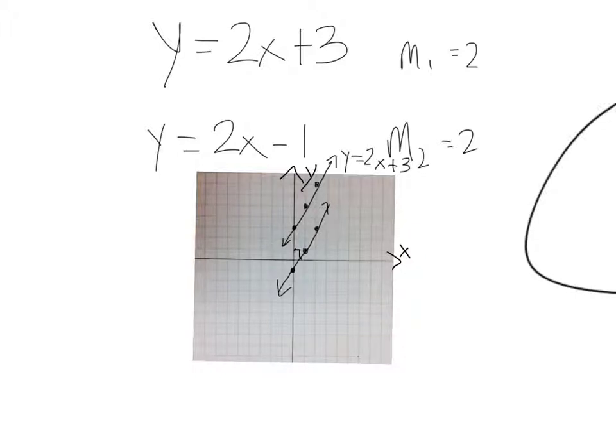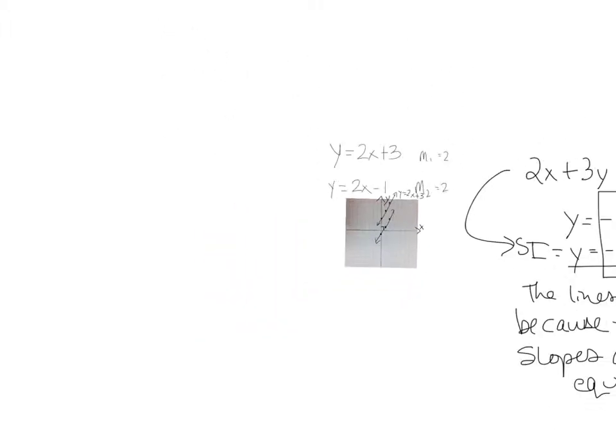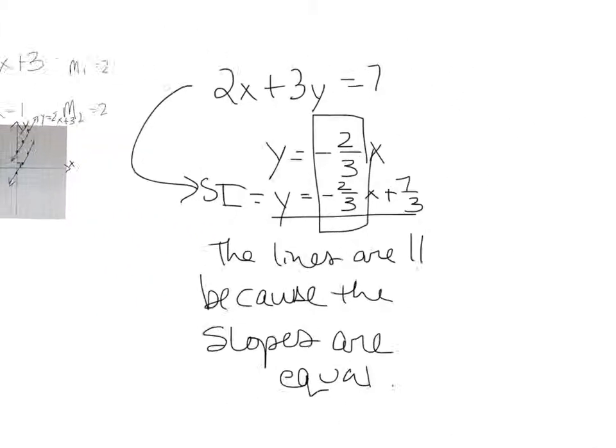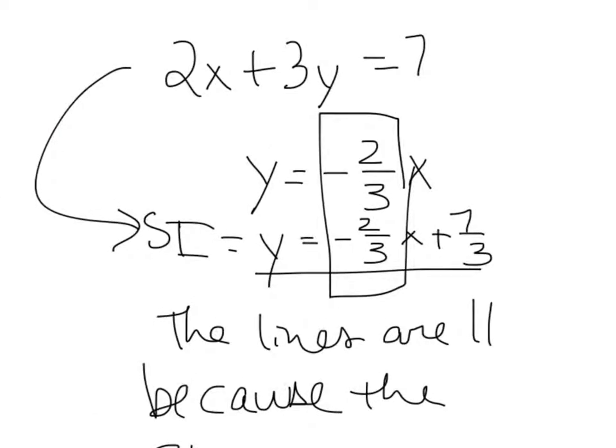The way this approaches our proof, however, is the following. If I was given two lines such as this, I would say in the first step, I would change 2x plus 3y in that standard form into slope-intercept form, which is y equals negative 2/3 x plus 7/3. Then I would show that the slopes are equal. So I would say, given the two lines, convert one to slope-intercept form. The slopes are equal, therefore the lines are parallel.